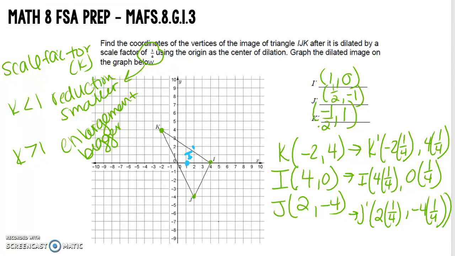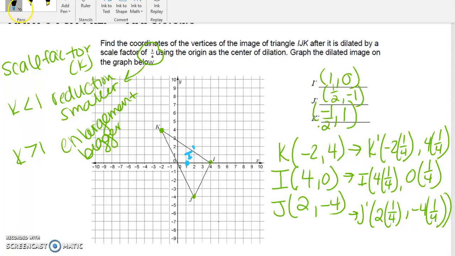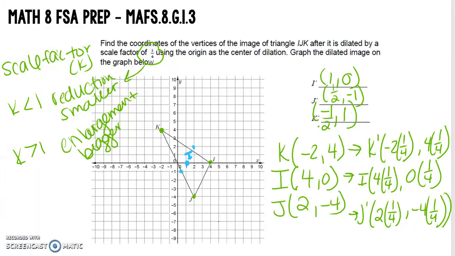Over 1, up 0, that's I prime. J prime is going to be at 1/2, -1, so right here at J prime. K prime is going to be at -1/2, 1, right there. So our new triangle, there it is. It is 1/4 of that big triangle. Basically all I did was take each one of those coordinates, both x and y, and multiply it by 1/4.